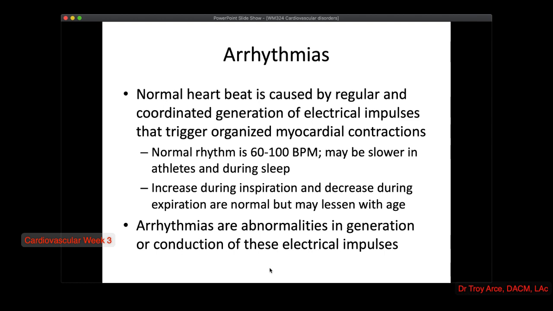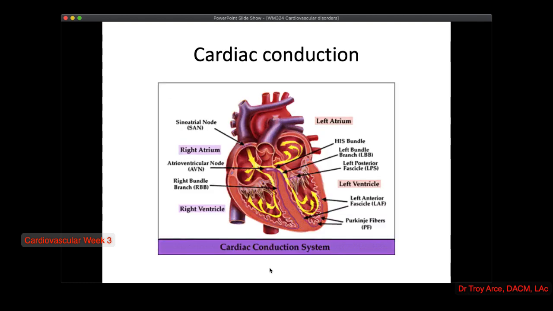Arrhythmias are abnormalities in generation or conduction of electrical impulses. So here is where the nodes take place. Here's your AV node, right in through here, right? And then you have your right bundle branch down here.